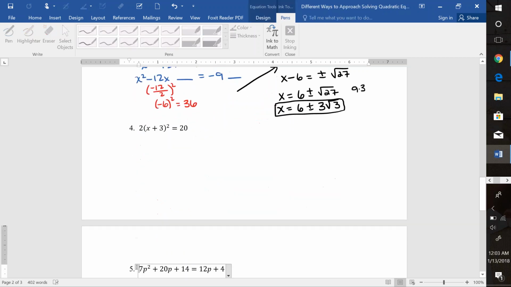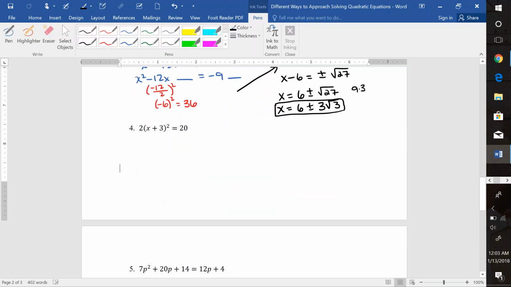Okay, let's look at number 4. Number 4 has something squared. So notice there's no other x's anywhere else. So I'm inclined to try to do the square root method. To do that, though, you do need to isolate the part that is squared. So I'm going to divide that 2 that's in front of that to the other side. So this would be x plus 3 squared equals 10.